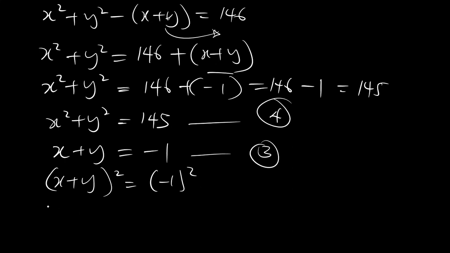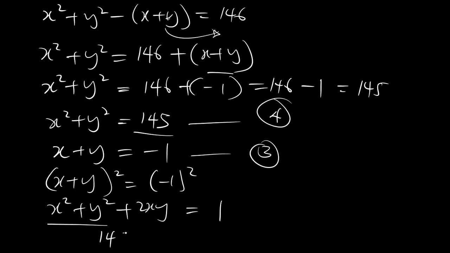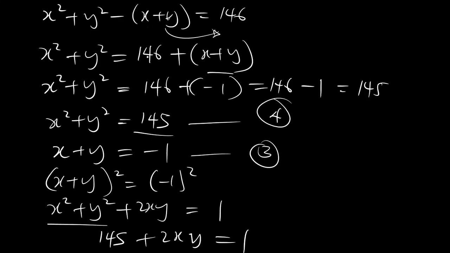When you square this, it's the same thing as saying x squared plus y squared plus 2xy equal to, now minus 1 squared is 1. Now this is the same thing as this from equation 4. From equation 4, x squared plus y squared is equal to 145. So let's replace this with 145 plus 2xy equal to 1. So we now have 145 plus 2xy equal to 1.